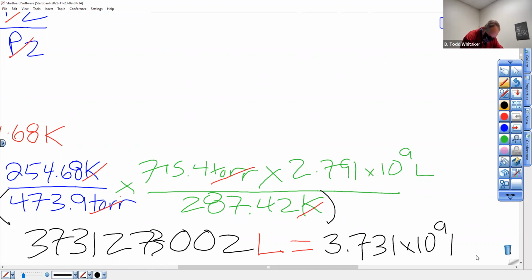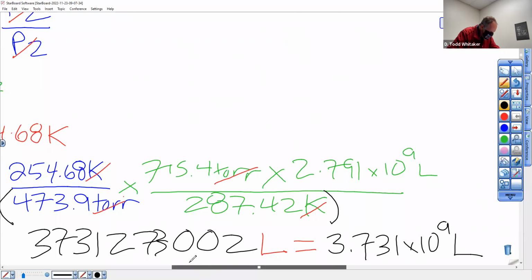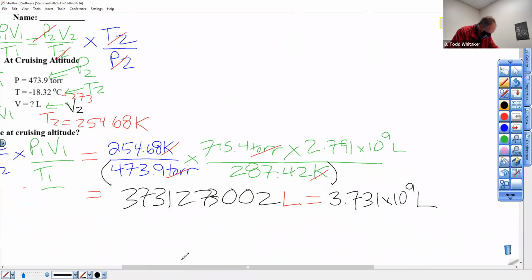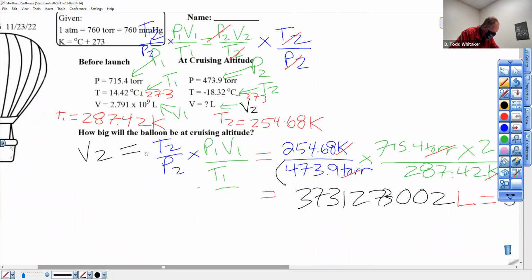So our balloon expanded, which means the volume increased. Which of the two variables caused a volume increase? There are 3 variables. Was it the temperature going down by more than 30 degrees Kelvin or Celsius, which is 30 degrees difference in Kelvin?